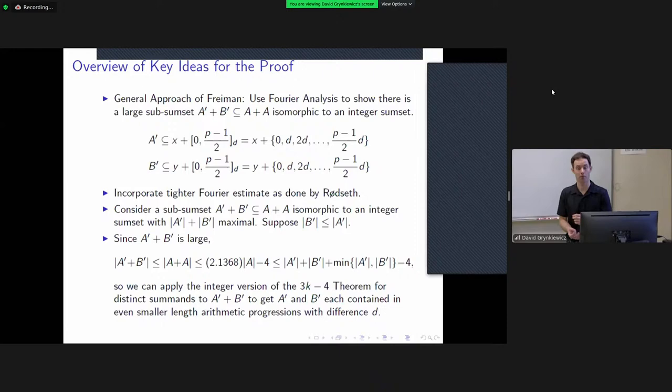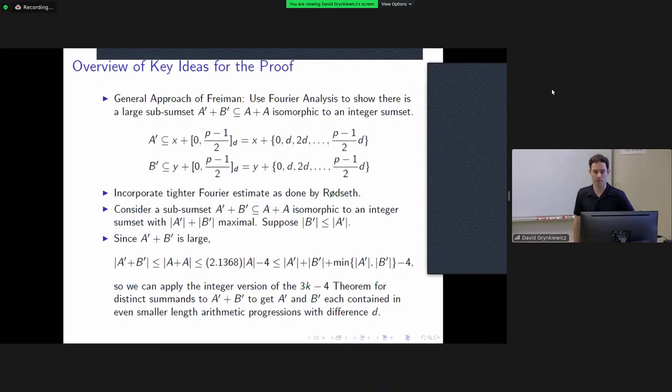But when everything is chosen appropriately, out pops the hypothesis, and we get to apply the 3k minus 4 theorem in Z to A prime plus B prime. And remember, they're isomorphic to an integer sum set. So we're allowed to do this. We can take the isomorphic copy, apply the result for the integers, get the structure for the isomorphic copy of A prime plus B prime, and then pull that back to the actual A prime plus B prime via the isomorphism. And the isomorphism is very simple.